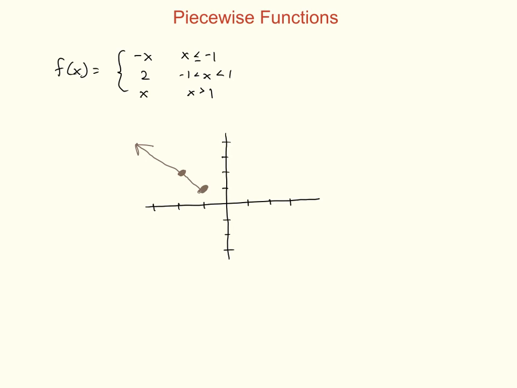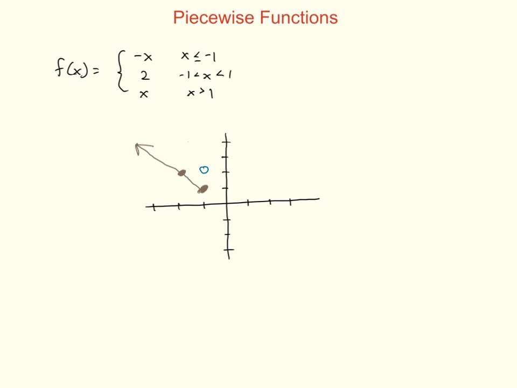Now let's take a look at the second piece. Even though we don't include the endpoints there, I want to use those endpoints, the -1 and 1, to help me evaluate this. We don't really have an x there. It's always going to be a 2 from -1 to 1. So at -1, when I use a -1 for this one, I'm going to get 2. But since -1 is not included there, at -1, 2, I'm going to have an open circle. So it's going to have this open circle right here.